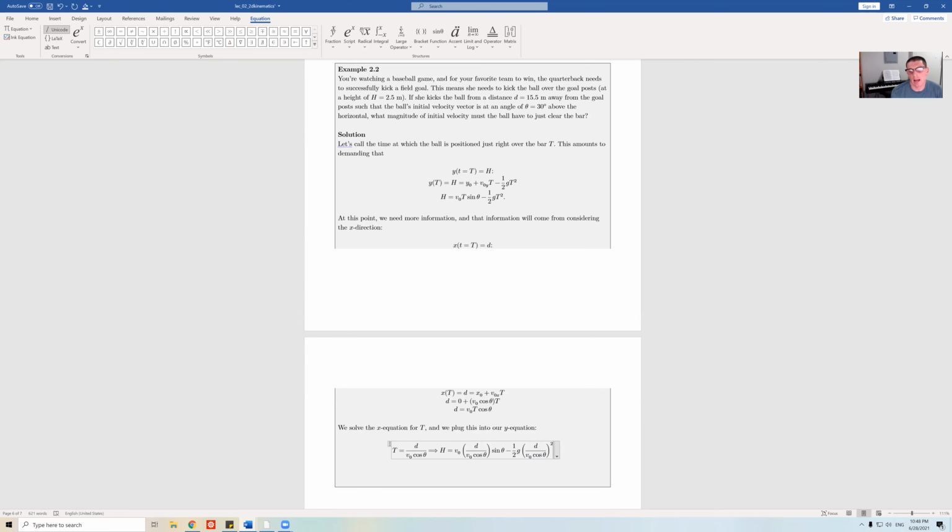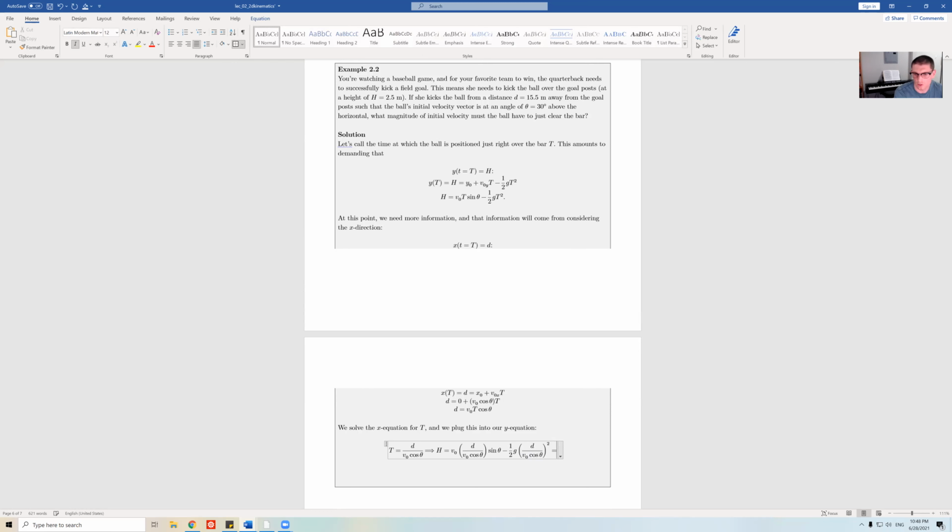And then it's just a matter of cleaning this up. So let's see what we can do. Just keep this on the same line. We'll see that here, the v naughts cancel, and we can turn this sine over cosine into a tangent. So we find d tangent theta here. The other part doesn't really clean up that nicely, but it's fine. This will become g d squared over 2 v initial squared cosine squared of theta. So this is our equation.